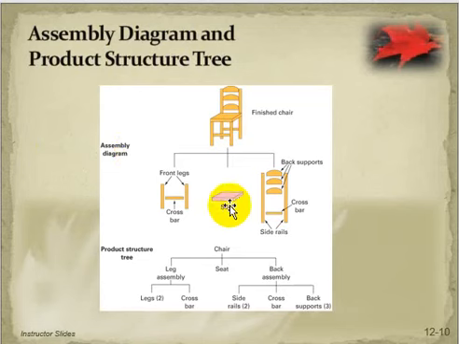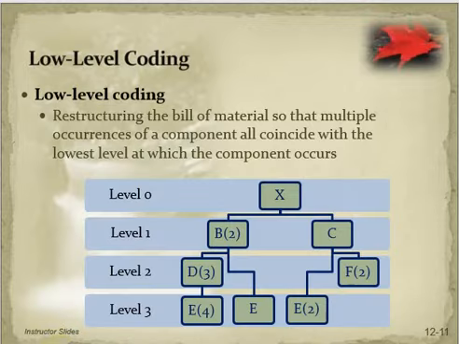Look at this figure here for this chair. Here you need 3 for the back support, and you need 4 or 2 for the legs, and you need 2 for side rails, crossbar 1, and seat 1. So each one of these has to state how many units and when it is needed. Again, this is a visual diagram representing low-level coding, restructuring the bill of materials.